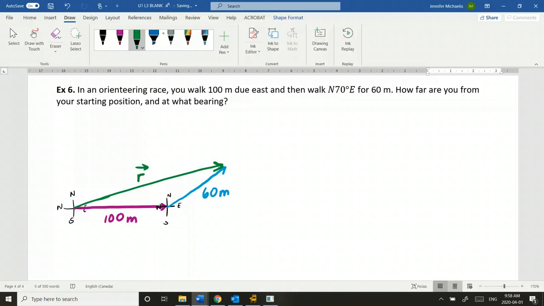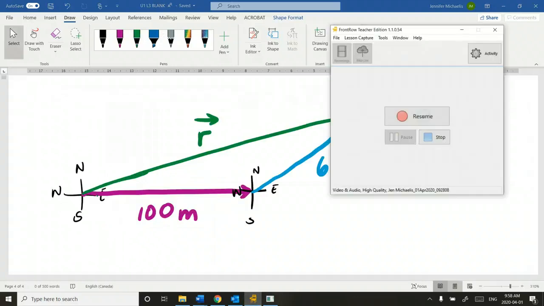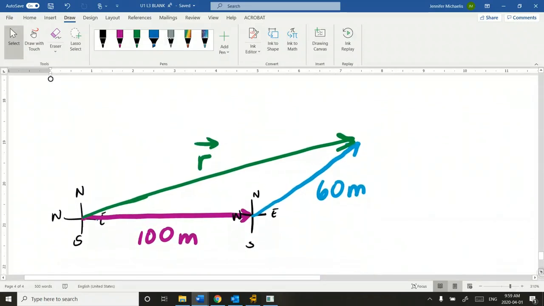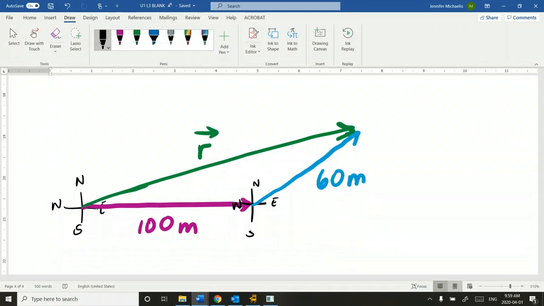So here's kind of what we know here. If we zoom in a little bit, I know that this is 70 degrees. And I know because this is exactly east and this is exactly north that this angle in here must be 90 degrees. So that actually gives us the angle measurement here of 160 degrees. That's what's going to help us find the magnitude of the resultant. And then I should be able to find this little angle in here, maybe we'll call that theta, and that will help me determine the bearing. So that's what we're going to do.